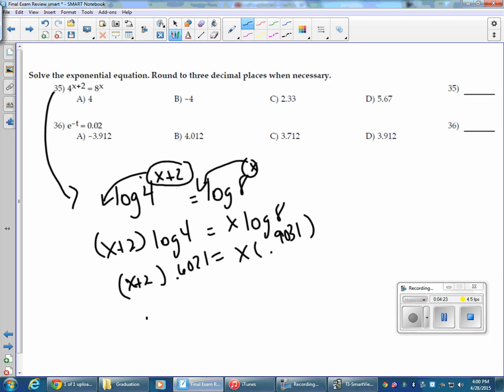So 0.6021x plus 2 times 0.6021, which is 1.2042. That's just distributing, doing 0.6021 times both, equals 0.9031x. Subtract 0.6021x from both sides.